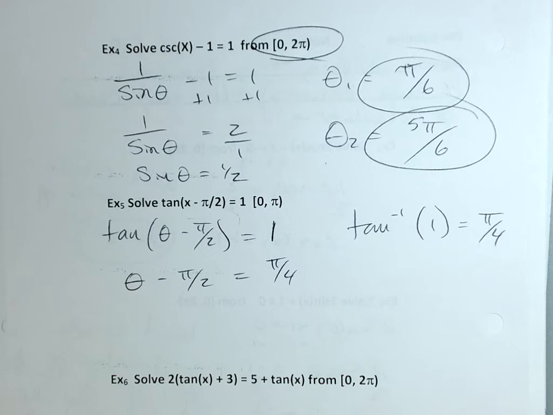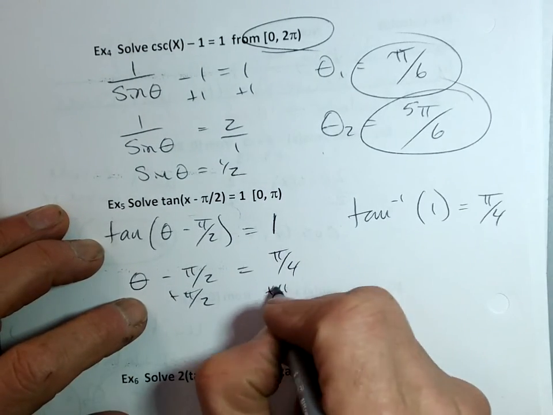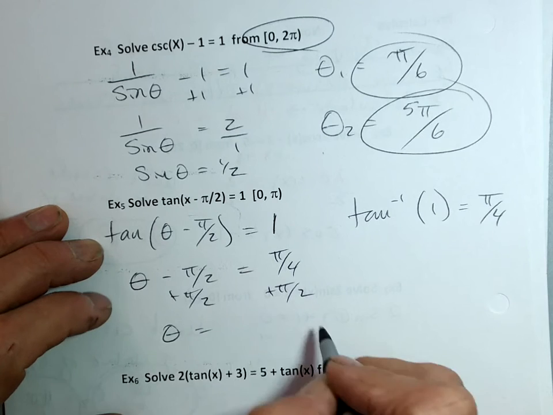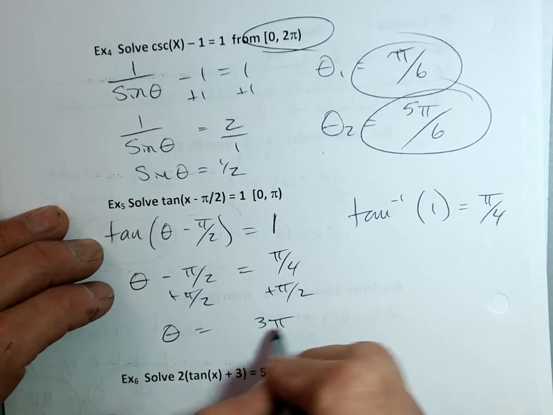Okay? I have x minus 2 equals 3. What did you do? Add it. You'd add it, wouldn't you? Yeah, add it. So we're going to add pi halves, right? So we're going plus pi halves, plus pi halves. So I'm going to go plus pi halves, and theta equals 3 pi fourths.